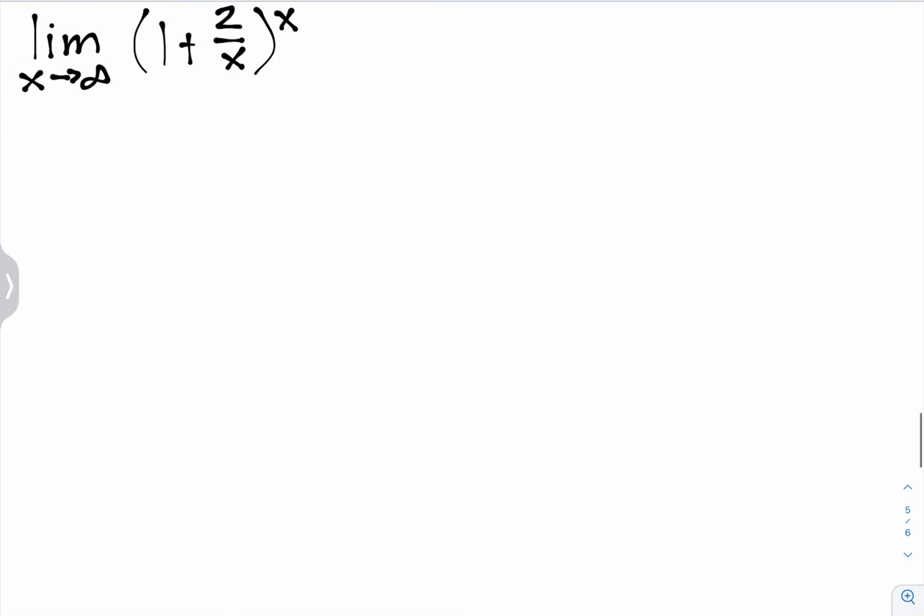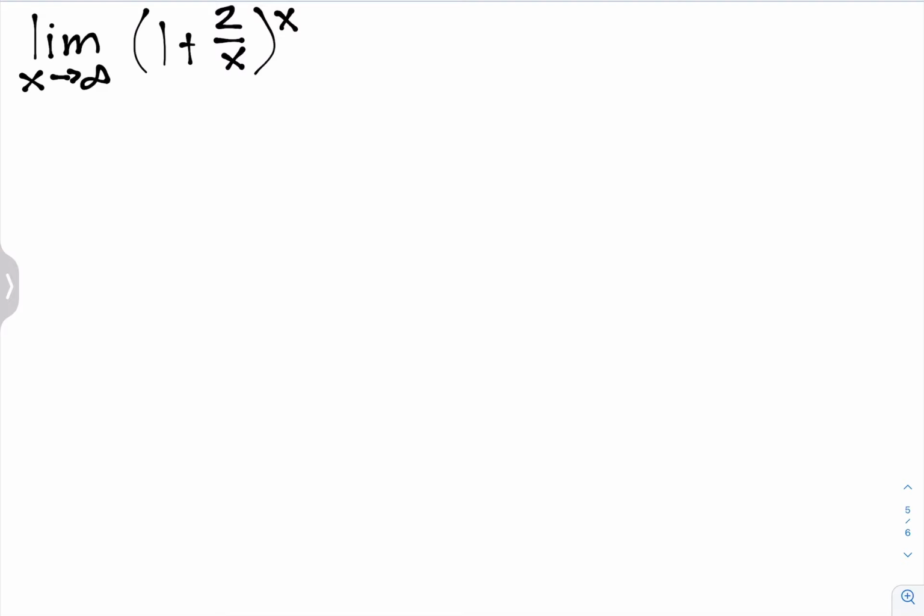Okay, last one here. So this is a bit of a trickier one. Anytime we have stuff like 1 plus a constant over x raised to the x power, that's going to involve the natural number e.